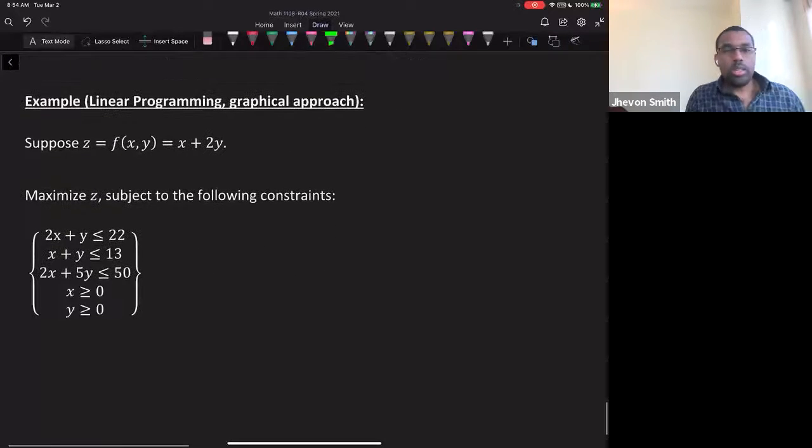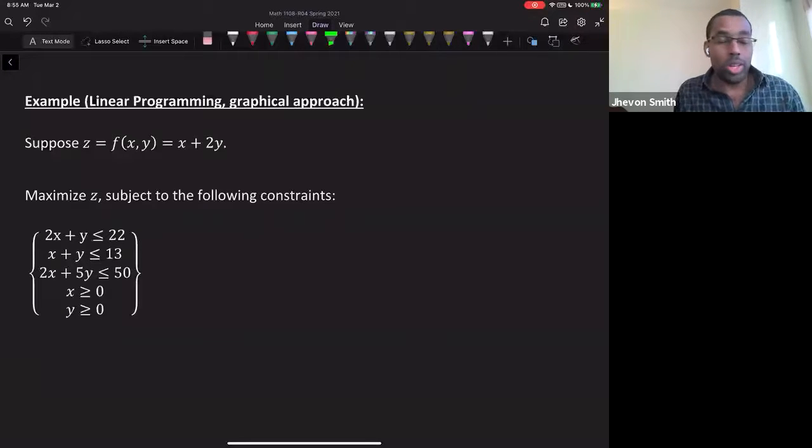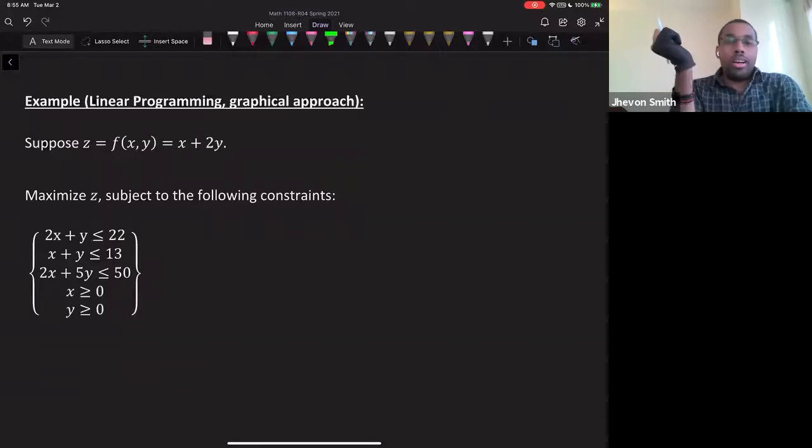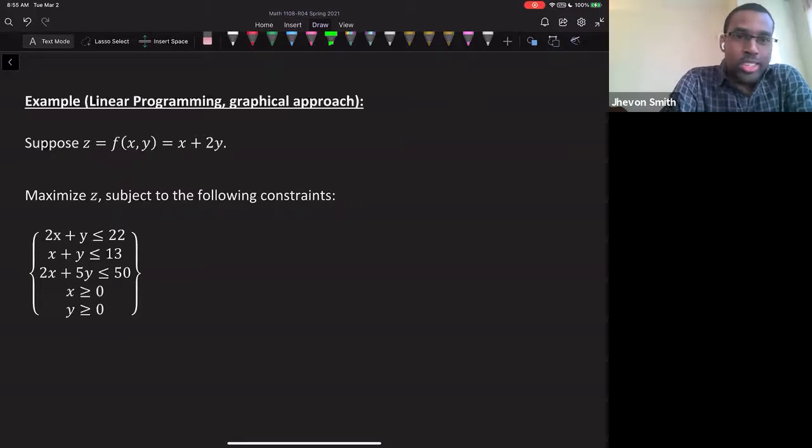Okay. So here's the problem. There's no context given. Just pretend that somehow you care about some problem being solved, and this ends up being what it means, right? You have a linear function, we'll call it z, is equal to x plus 2y. So this is the linear function that you want to maximize. That represents something that you want to make as big as possible.